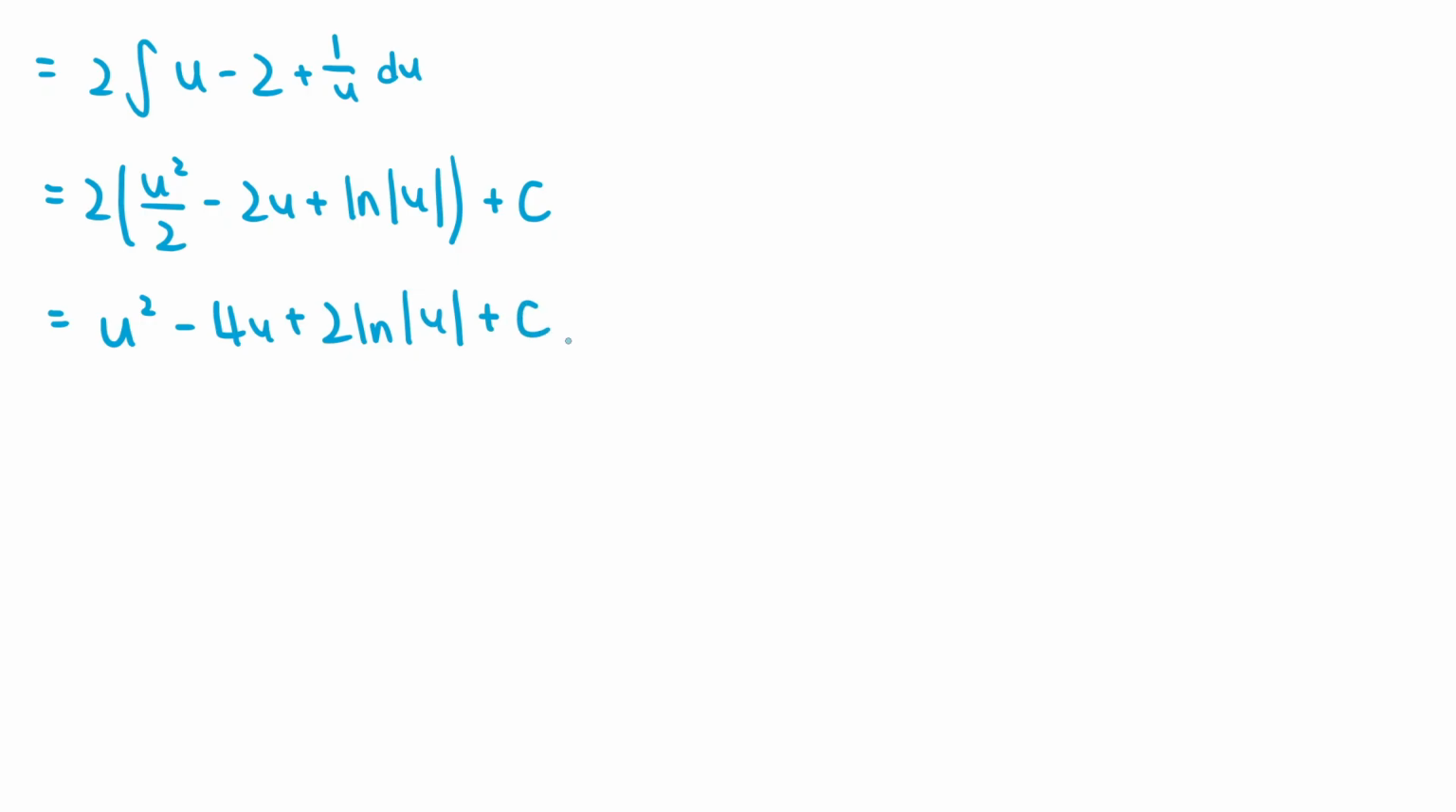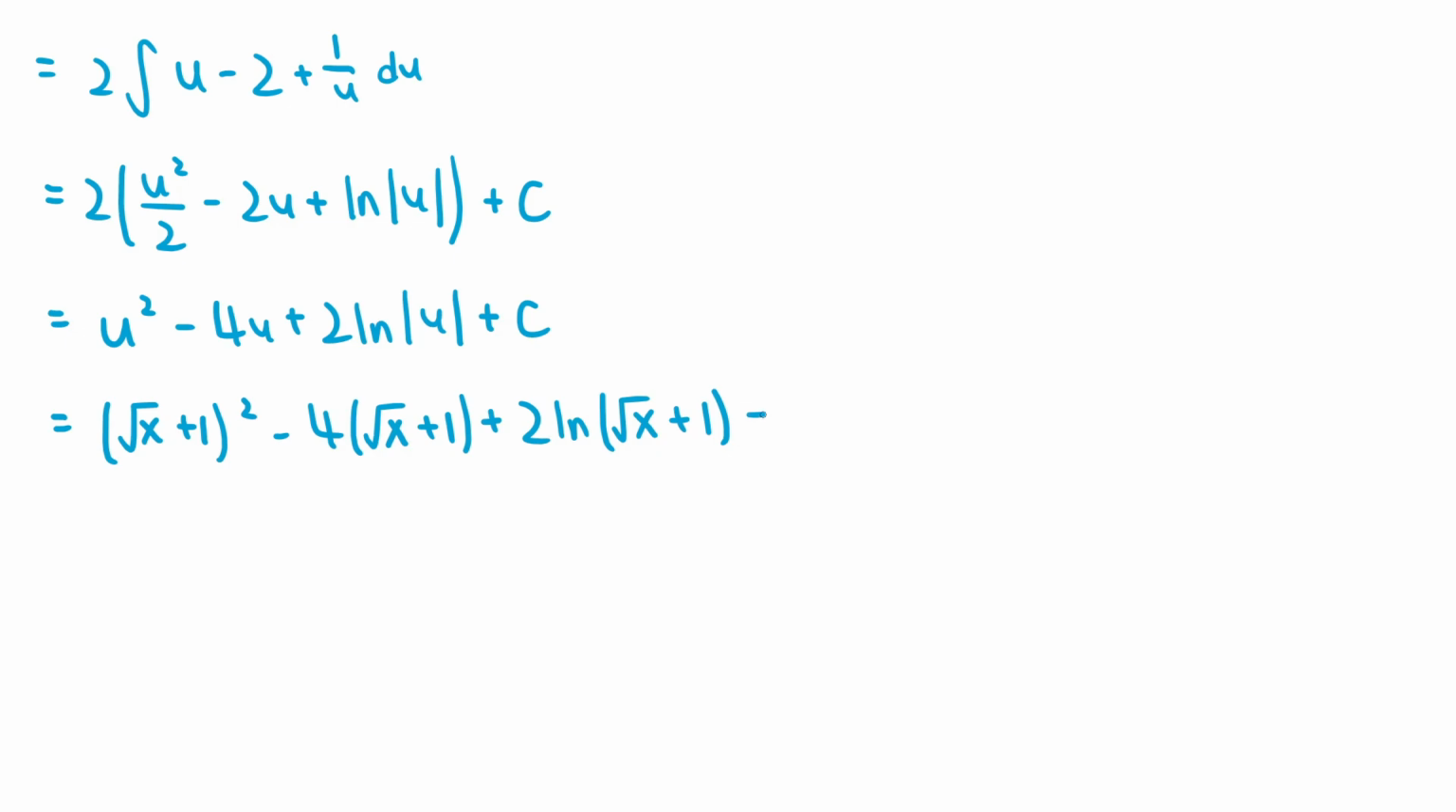We originally substituted u equals the square root of x plus 1, so if we substitute that back into the expression, we end up with the square root of x plus 1 all squared minus 4 times the square root of x plus 1 plus 2 ln of the square root of x plus 1 plus c. We don't need the absolute value in the ln term because the square root of x plus 1 is always positive, so the absolute value isn't needed.